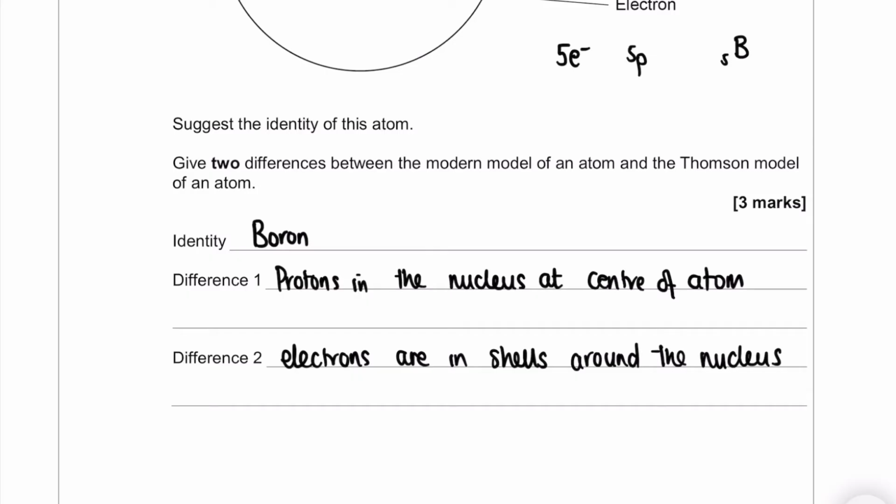Other things now would be that neutrons are now in the modern model, and they're also in the nucleus at the centre of the atom, and that most of the atom is empty space in the modern model.